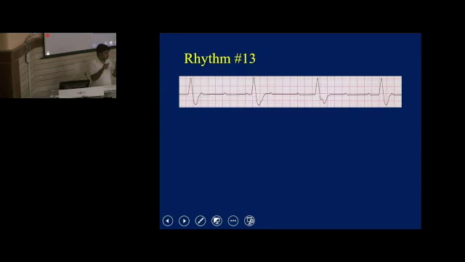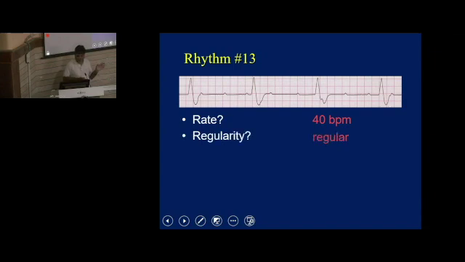One abnormality is this. Second abnormality, there are no normal QRS complexes. Does it look like a normal QRS complex? It doesn't. So let us find out what the problem is here. What is the rate? Rate is about 40, as you said, 30 to 40. Regularity, it is regular, but rate is less. And what about P waves?